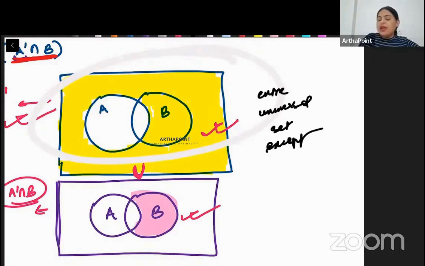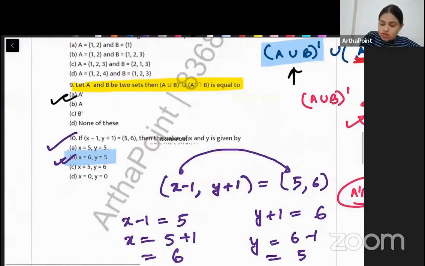Except A. A के अलावा everything is highlighted. So you will have the entire universal set except A. So beta, this is nothing but A complement. That's the answer to this question. So answer should be 9th. For 9th, it should be A.